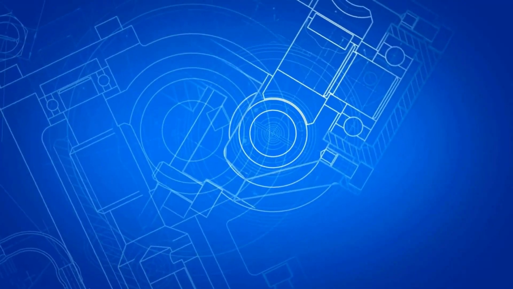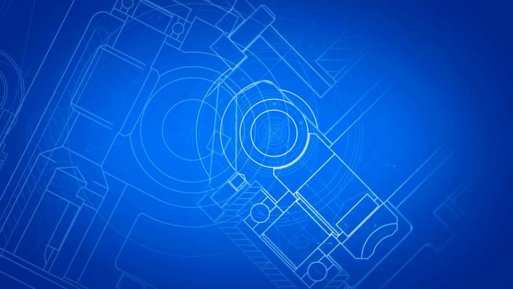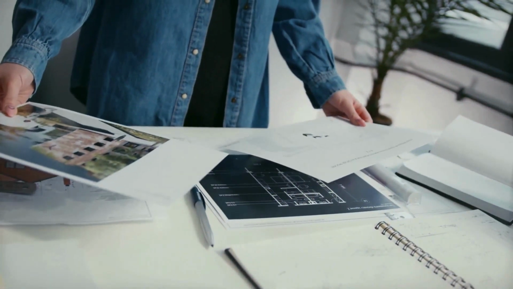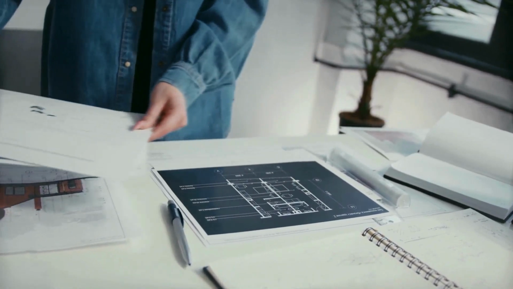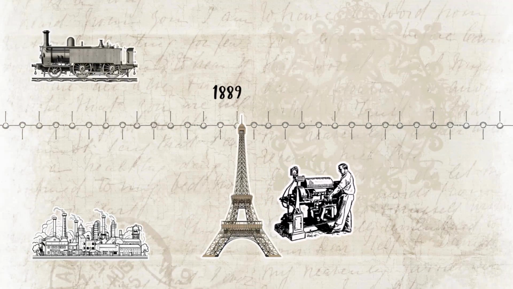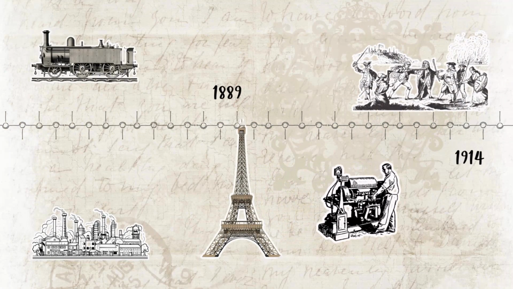This innovation gave rise to blueprints, a method of duplicating architectural drawings with high accuracy. These reproductions allowed designs to be shared and replicated, reducing human error. It's no coincidence that the Second Industrial Revolution began just a few years later.